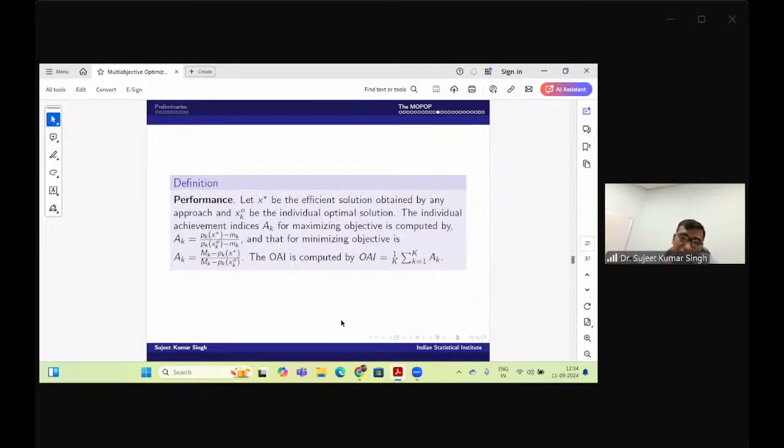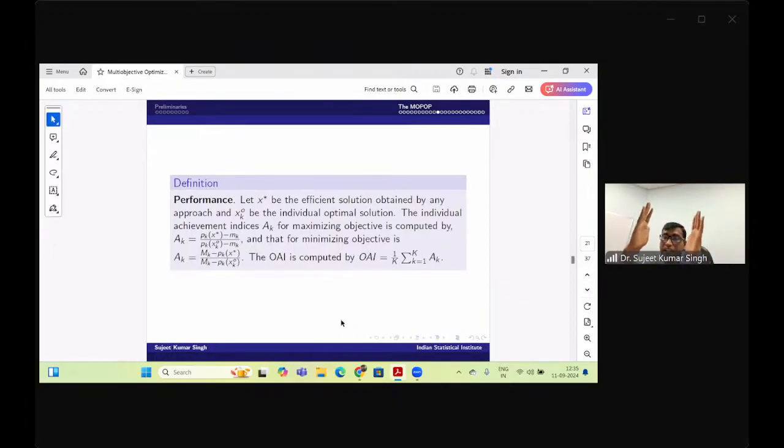So that we have shown, and then we further define a performance factor. Multi-objective problems can be solved using various methods, so we define the performance or achievement factor of our method as closeness to the individual optimal solution. The individual optimal solution is called the ideal solution in multi-objective optimization. So whatever efficient solutions we get using different methods, we measure how close those points are to the ideal solution.